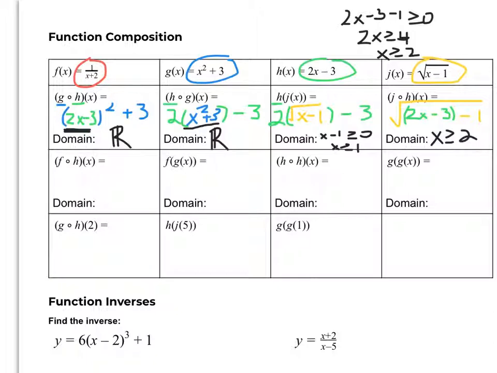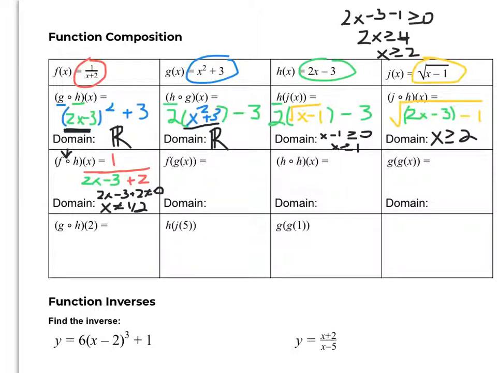F of h of x, and once again, how I know that this is composition and not multiplication is that the little O thing right here is not filled in. Okay, so F is my big fraction thing. So 1 over something plus 2. The something I'm plugging in is 2x minus 3. And for my final answer, you can just leave it as this hot mess that it is. You don't need to be simplifying. Okay, so my domain is that the denominator, 2x minus 3 plus 2, cannot be equal to 0. So I solve all that and get x cannot be equal to 1/2.